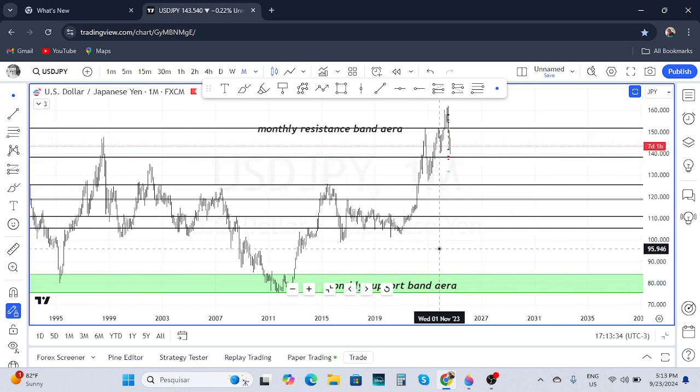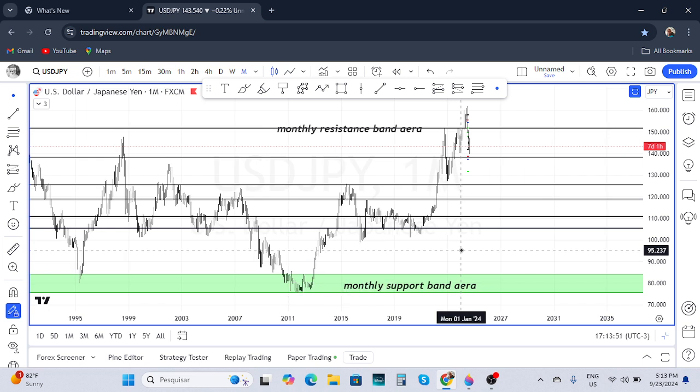So today I want to be talking about the three trend lines that all time frames have. All right, so that is what I'm going to be talking about today.